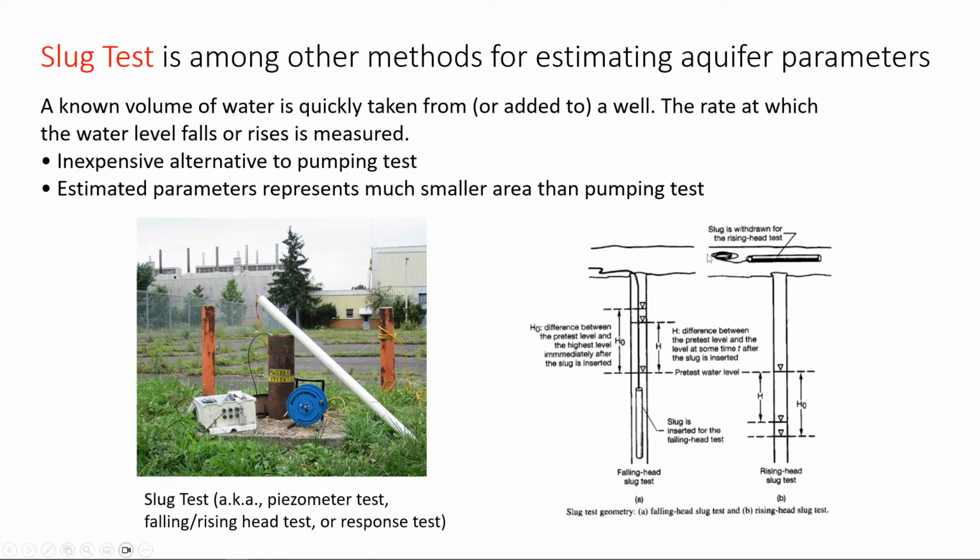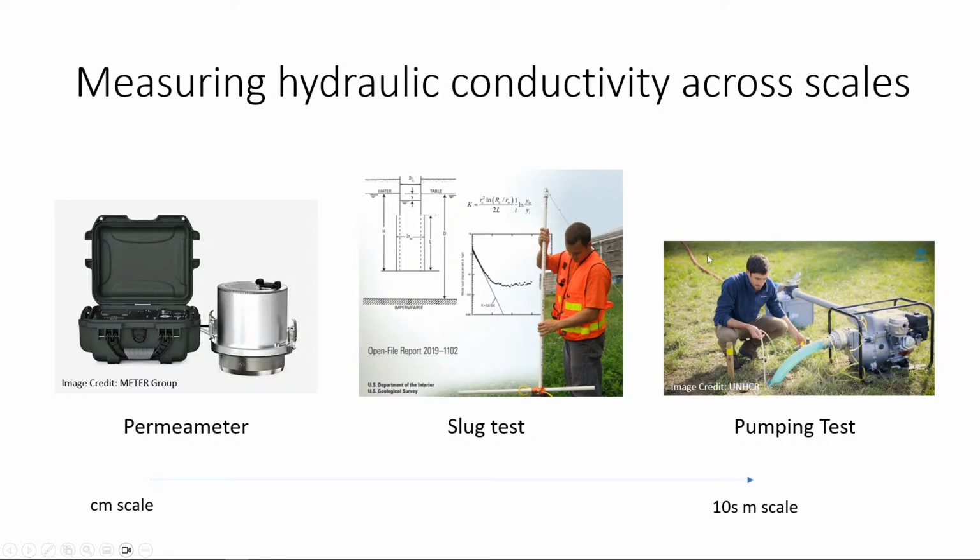Okay, so measuring hydraulic conductivity across the scale. We've seen so far several ways of measuring hydraulic conductivity. We've seen the permeameter, like the falling head permeameter or constant head permeameter, which you can do either in the lab or in the field, or the infiltrometer. This will give you a small scale, at the soil sample scale.